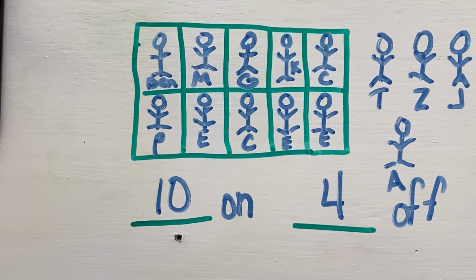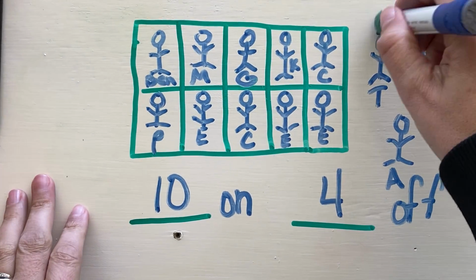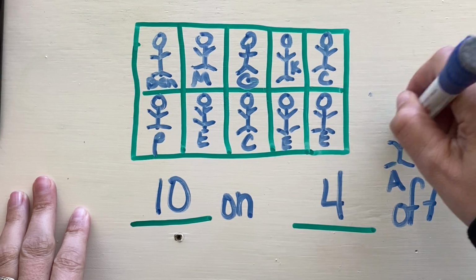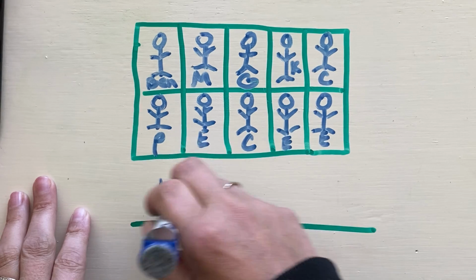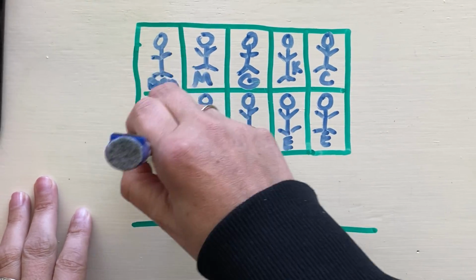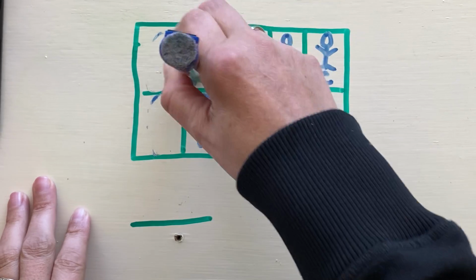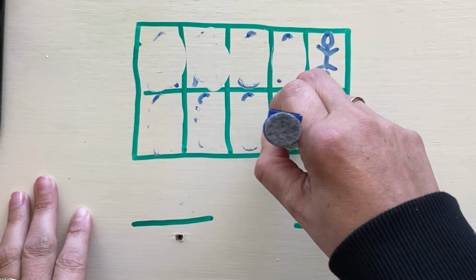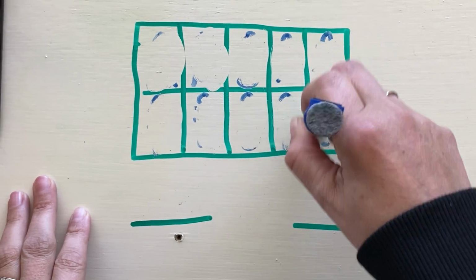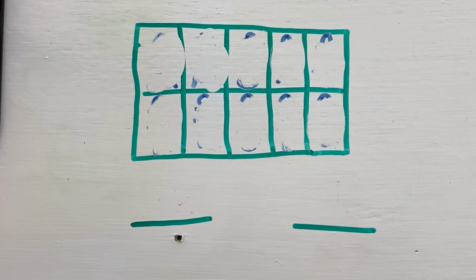Should we try another one? Let's try another one of our teen numbers. Let's do the number 11. 11 is a teen number even though it does not have teen in its name. It can be tricky to remember. Okay, so let's erase our friends that we drew on our mat and our 10 frame. And let's start with the number 11.